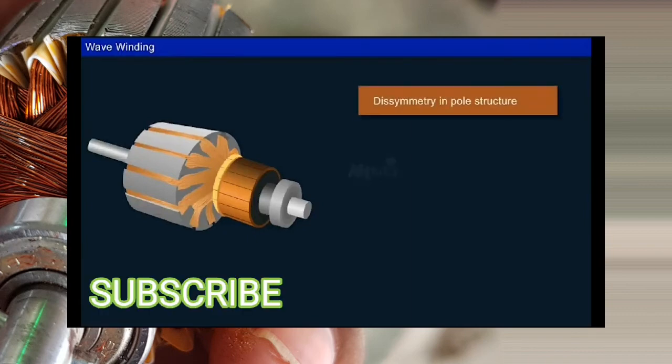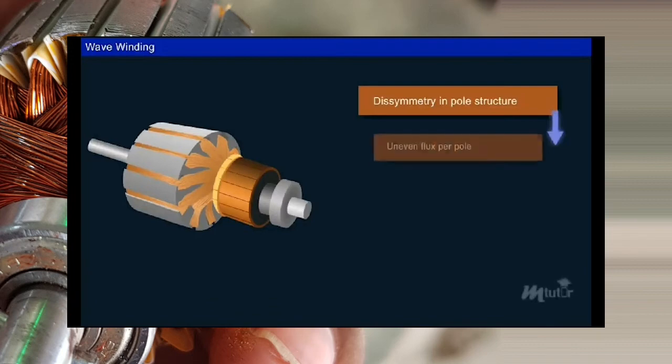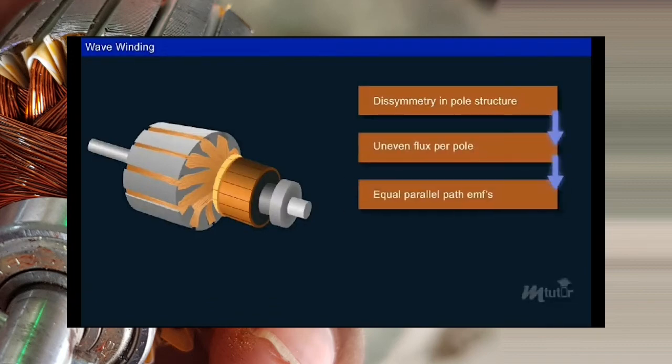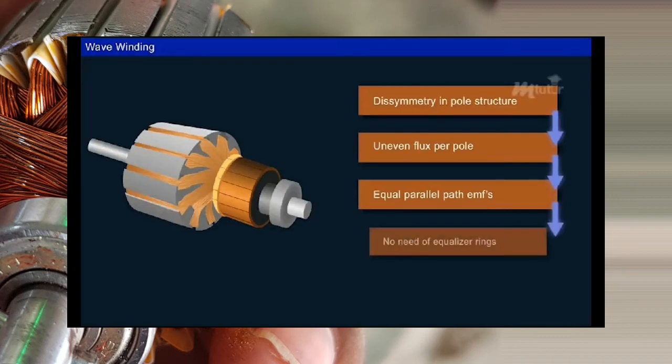Therefore, even in the presence of unequal flux distribution due to any dissymmetric poles, the EMF in both the parallel paths will be the same, as both the coils are affected equally by all the pole pairs. Thus, no equalizer rings are required in wave windings.